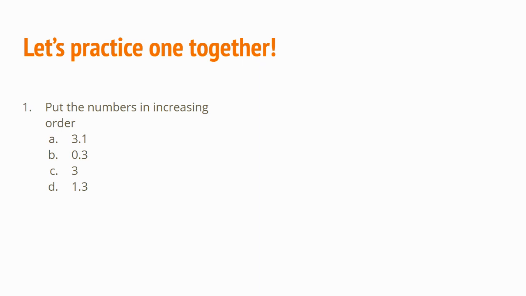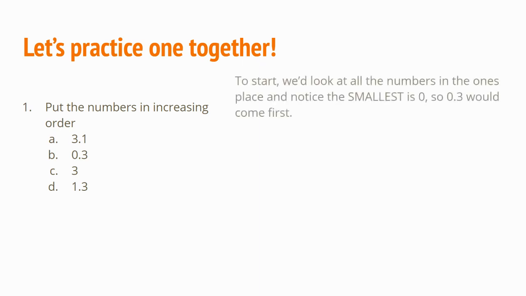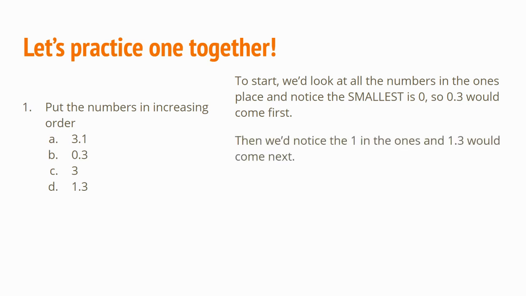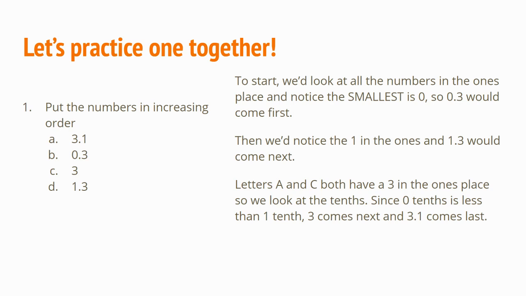We'll practice again another one putting the numbers in increasing order. We'll look at the numbers in the ones place and notice the smaller one is 0. So 0.3 would automatically come first. Then we'd notice the 1 in the ones place, and we could see that 1.3 would come next. Now letters A and C both have a 3 in the ones place, so we need to look at the tenths. Since 0/10 is less than 1/10, 3 comes next, and 3.1 comes last. So when we're putting these numbers in increasing order, they would be 0.3, 1.3, 3, and 3.1.